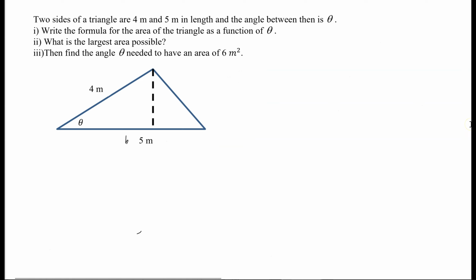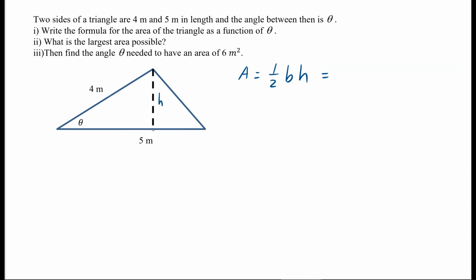Okay, so let's look at this one. This is a really good problem to work with. What we're doing here is we're going to find the area of a triangle based on a given theta. We have two side lengths, one that's 4 and one that's 5, and then we have some height. And the area of a triangle is 1/2 base times height.